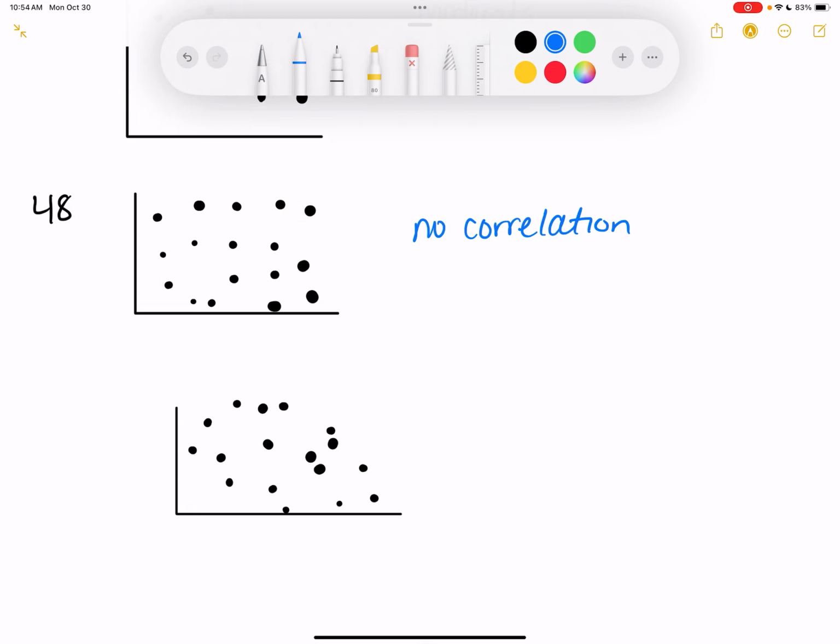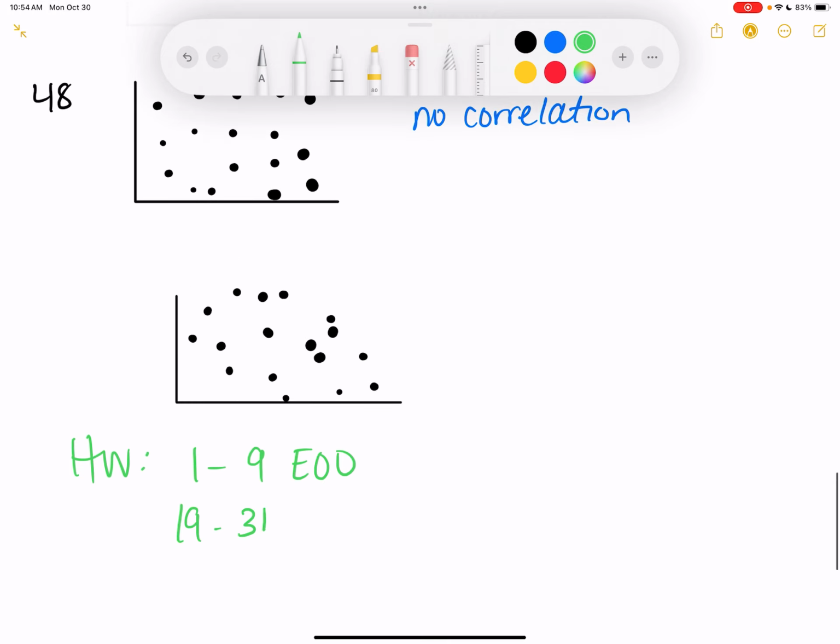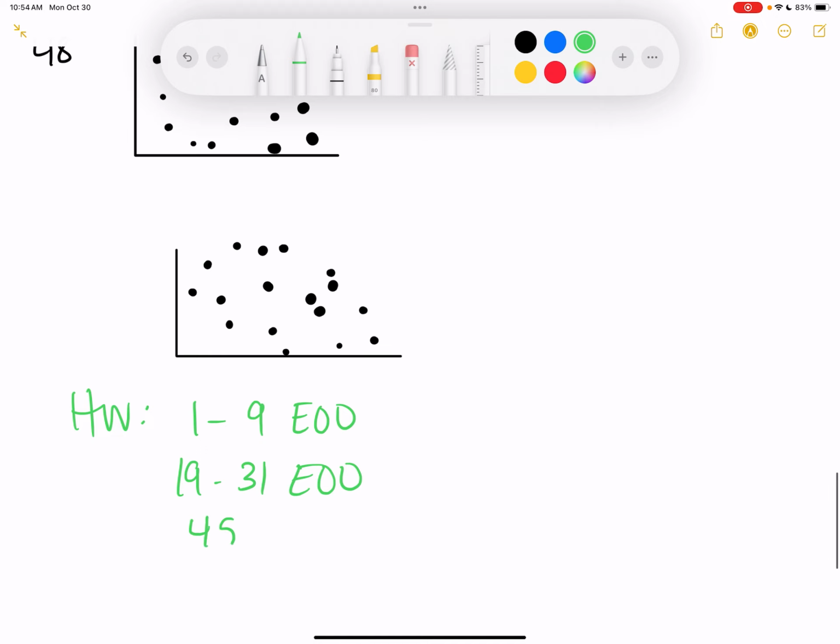All right, your problems are 1 through 9, every other odd. Y'all know what that means, right? Then 19 through 31, every other odd. And then 45 and 47. I may eventually do a scatter plot problem with y'all, but I also might not. It depends. I don't really know that it's that big of a deal for y'all as far as doing that. So, yeah.